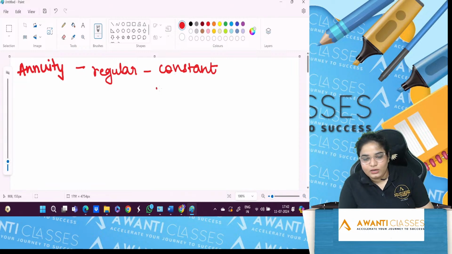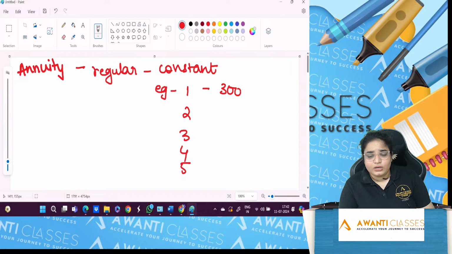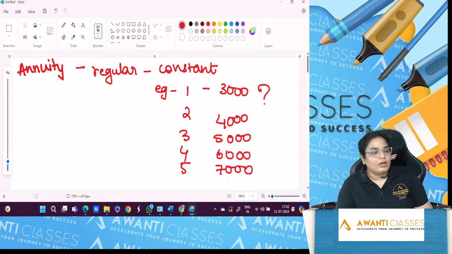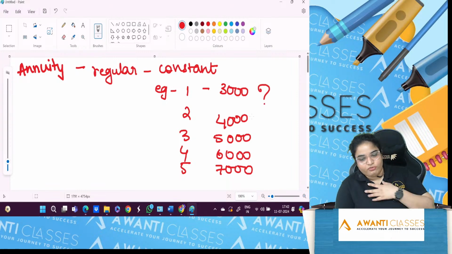Let us take an example. Say 5 years. First year, this person has paid 3,000 rupees. Second year, 4,000 rupees. Third year, 5,000 rupees. Fourth year, 6,000. And fifth year, 7,000 rupees. Is this an annuity? Tell me in the chat if you're able to figure out if this is an annuity.